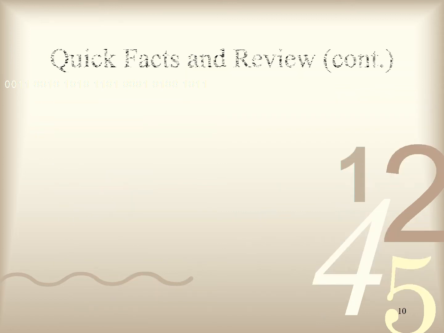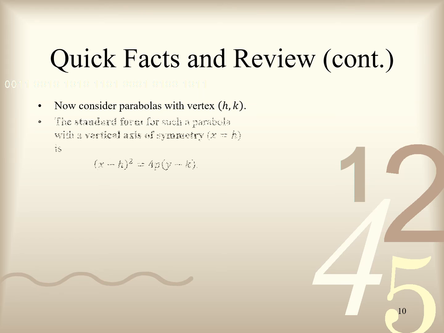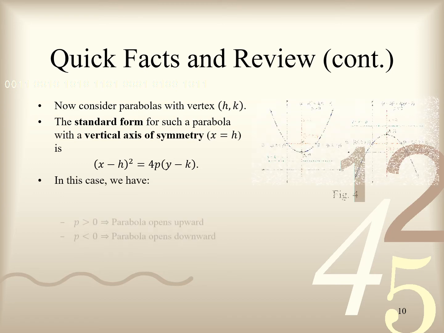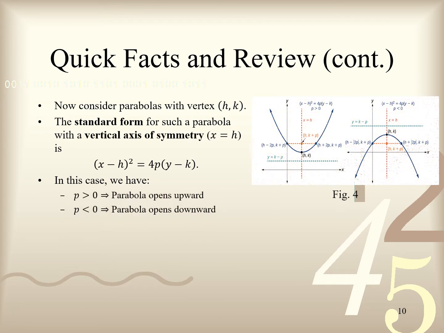Here's the last set of quick facts and review for problem 9. Now consider parabolas with vertex (h, k), in general. The standard form of this type of parabola, with a vertical axis of symmetry, in this case the line given by the equation x equals h, is the equation (x minus h) squared equal to 4p times (y minus k). In this case, we have the following. If p is strictly positive, the parabola opens upward, while if p is negative, the parabola opens downward.